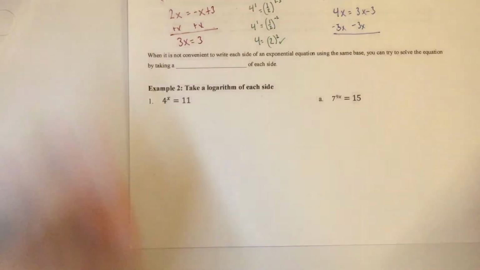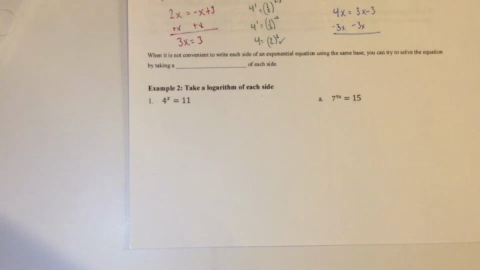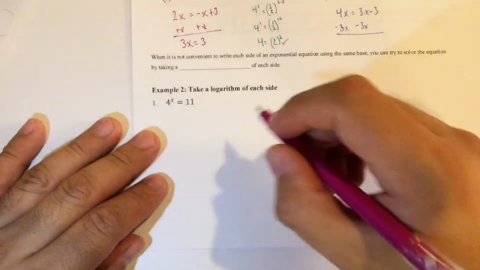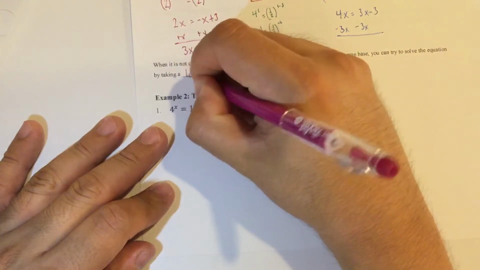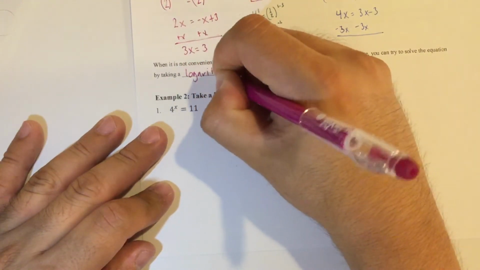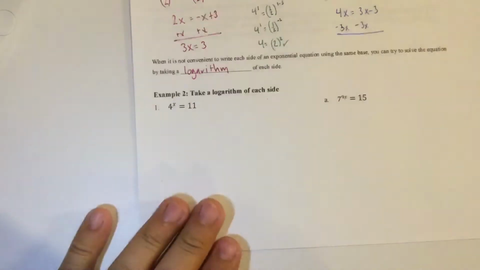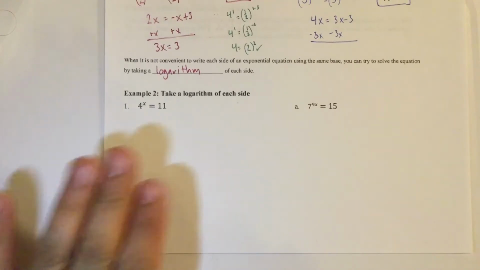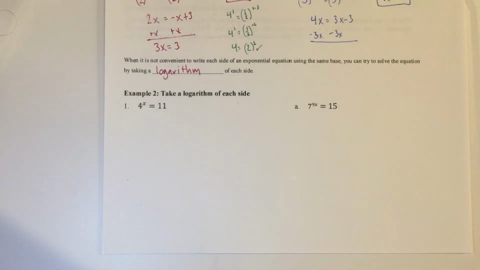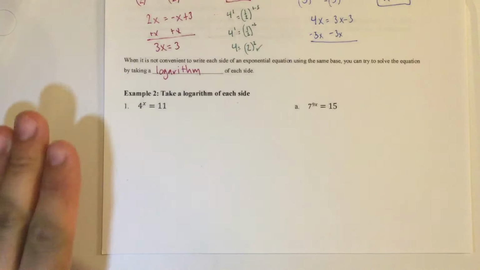Okay, moving on. When it is not convenient to write each side of an exponential equation using the same base, you can try to solve the equation by taking a logarithm of each side. So in this example that we have here, I see a base of 4 and a base of 11. So I have an exponential function equals a constant.